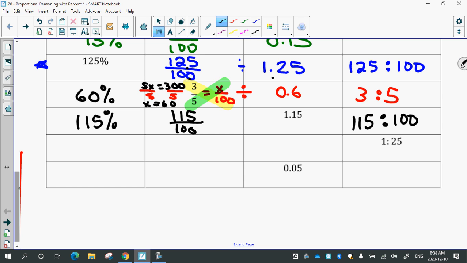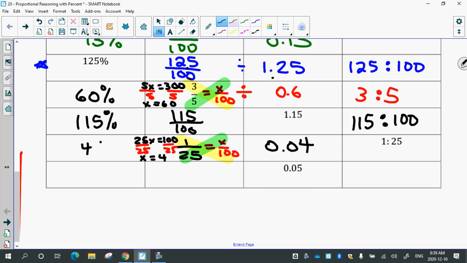And 1 to 25, we can write as 1/25. We can divide to get the decimal. And then we can do a proportion to get the percent. 1 over 25 is what out of 100? Which gives us 25x equals 100, or x is 4. So that must be 4%.